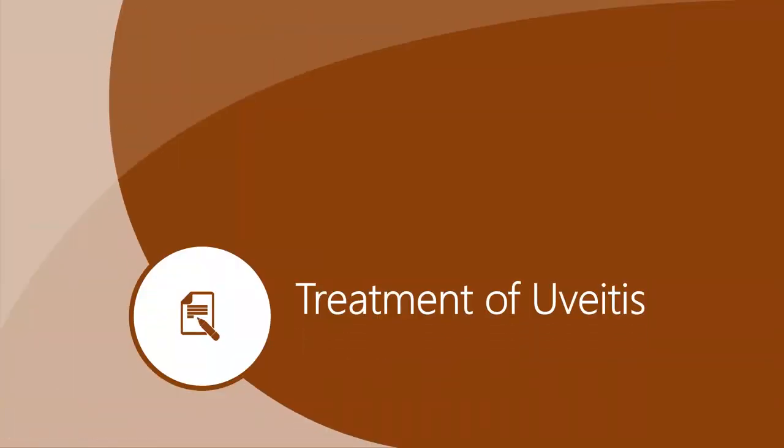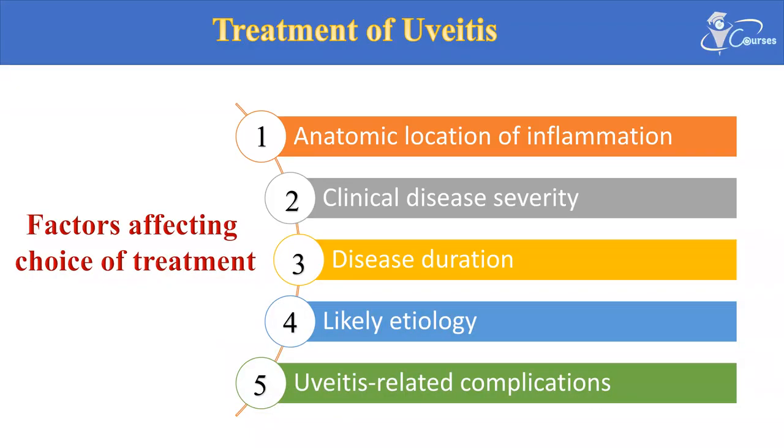Let's now talk about the final part of our lecture, which is the treatment of uveitis. There are many factors that will control the treatment of uveitis. It depends mainly on the anatomical location of the inflammation, whether it is anterior, intermediate, or posterior, or panuveitis. It will also depend on the clinical disease severity, whether it is mild, moderate, or severe, the disease duration, whether it will take months or years, and the likely etiology, like if it is infectious, so it will need antibiotics, and also the related complications, like if the patient has cataract or glaucoma or band keratopathy.